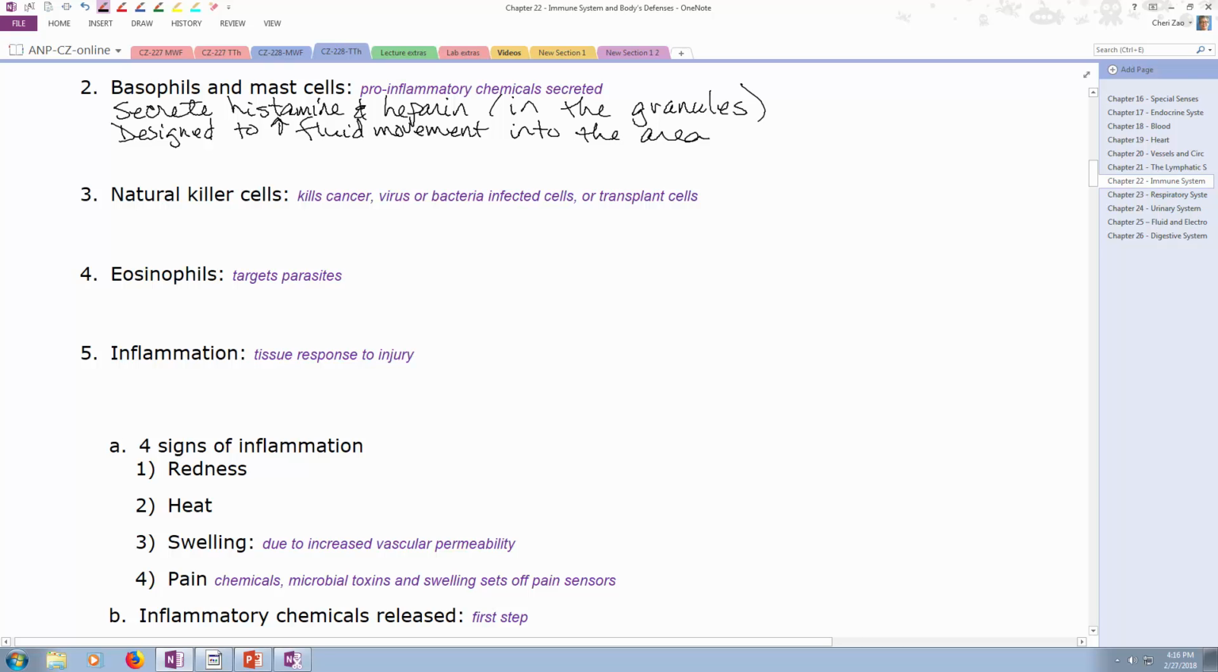So wherever our pathogen is, we're trying to bring in fluid, because that's part of the inflammatory process of walling it off. They also secrete chemicals that will attract immune cells to the area.